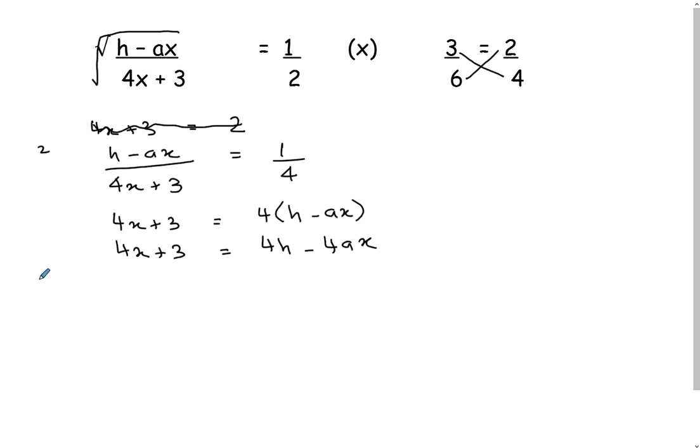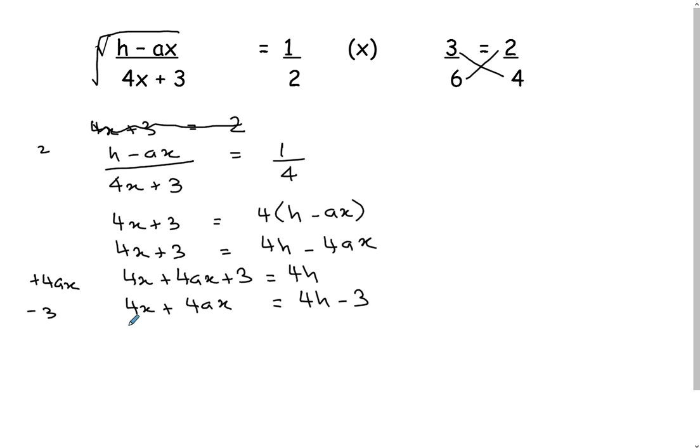Okay, we'll add the 4ax to that side. So you've got 4x plus 4ax plus 3 equals 4h. We'll minus the 3, so we've got 4x plus 4ax equals 4h minus 3. We'll factorize, so we've got x times 4 plus 4a, so don't take the 4 out, just the x, equals 4h minus 3, and then x has been multiplied by all that, so we're going to divide by all that, so we've got x equals 4h minus 3, all divided by 4 plus 4a.